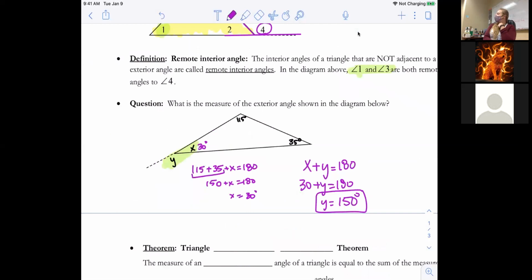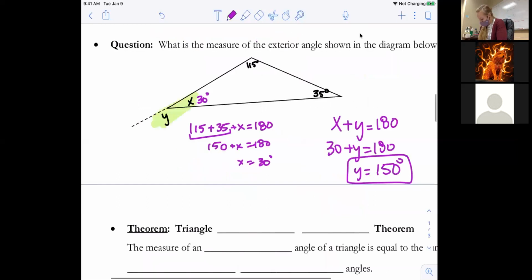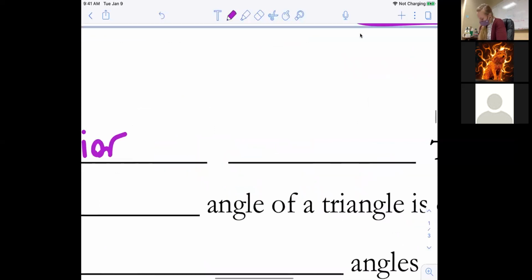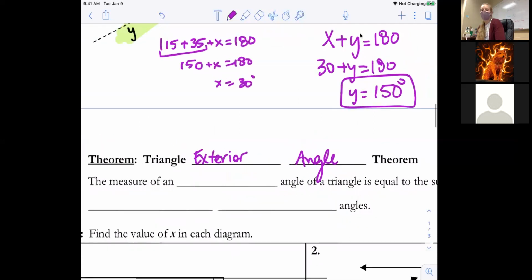All right, I just made you do a long version of something I'm about to give you a shortcut for. So flip your paper over, we're going to do a shortcut now. It's a new theorem. This theorem is called the triangle exterior angle theorem. Again, we're not super creative with names. It's triangles, it's exterior angles, it's a theorem.